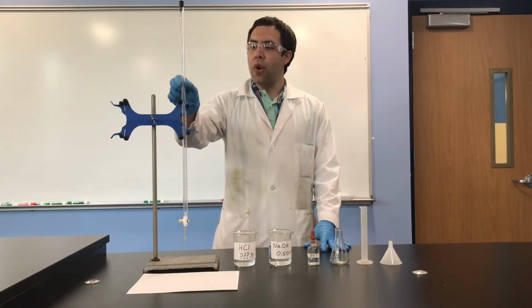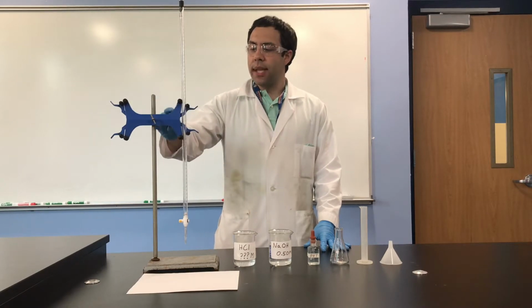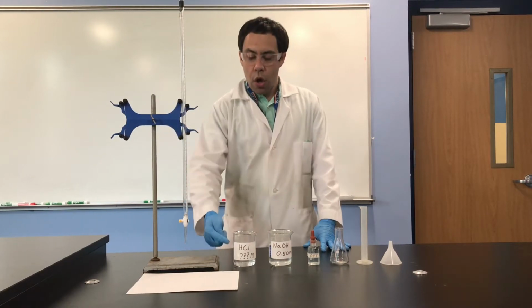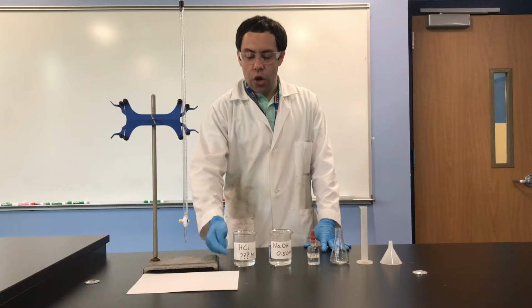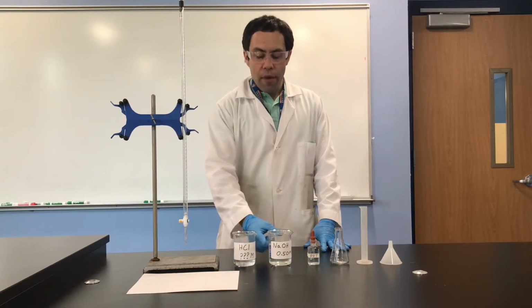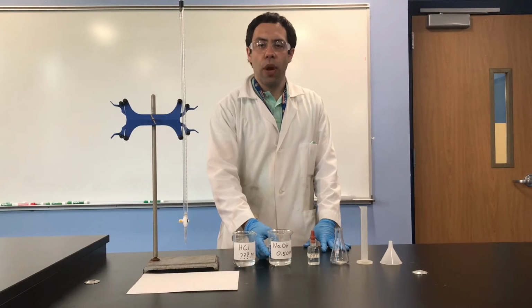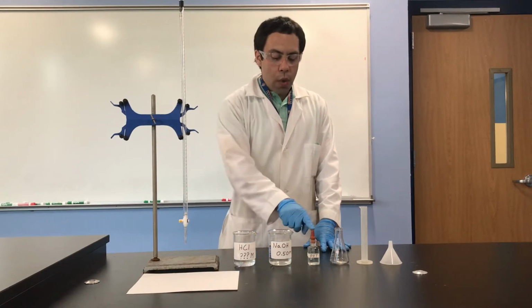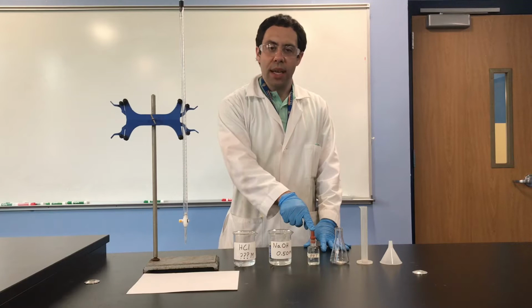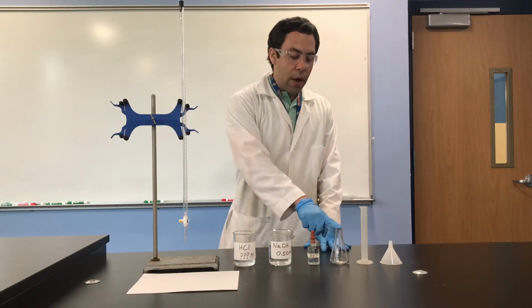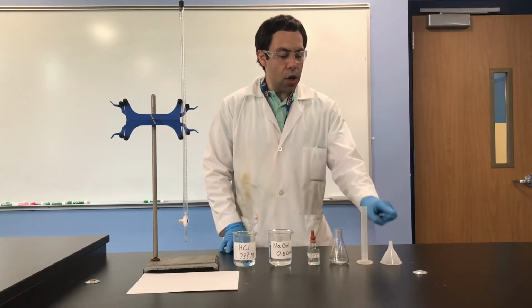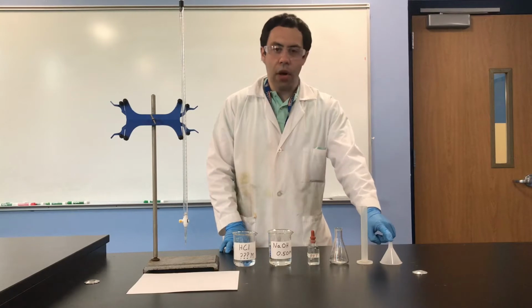We have a burette attached to a ring stand and a burette clamp. We have hydrochloric acid of unknown concentration. We have a base, sodium hydroxide, of a known concentration, 0.50 molar. We have phenolphthalein, an acid-base indicator. We have an Erlenmeyer flask, a graduated cylinder, and a funnel.